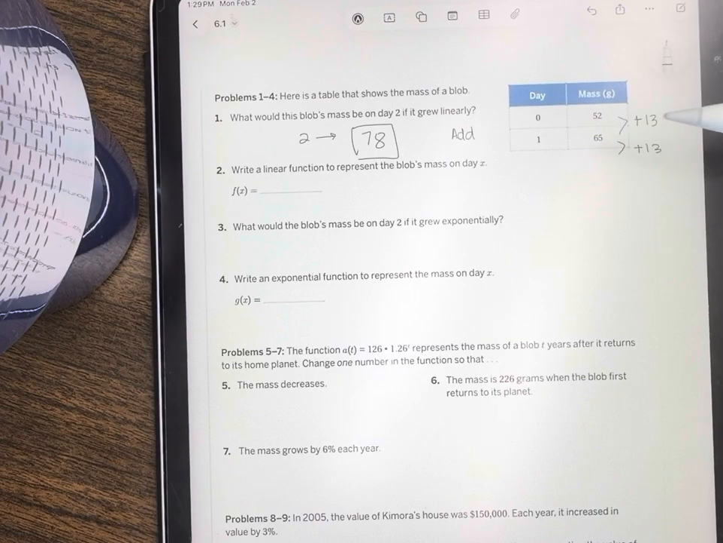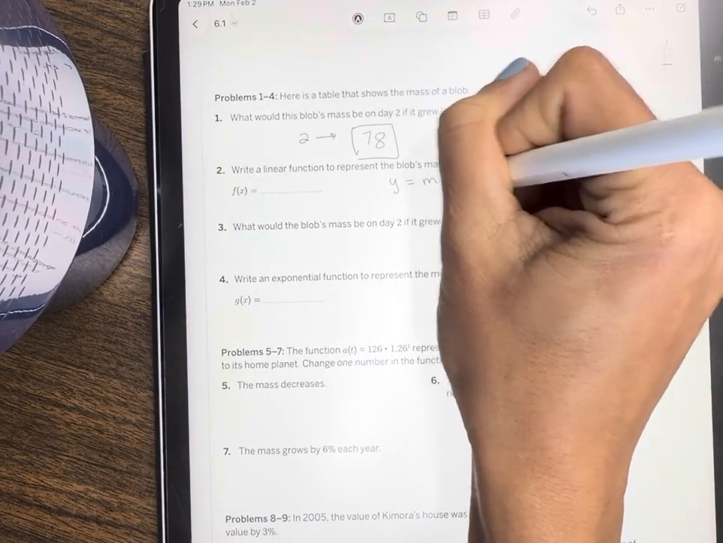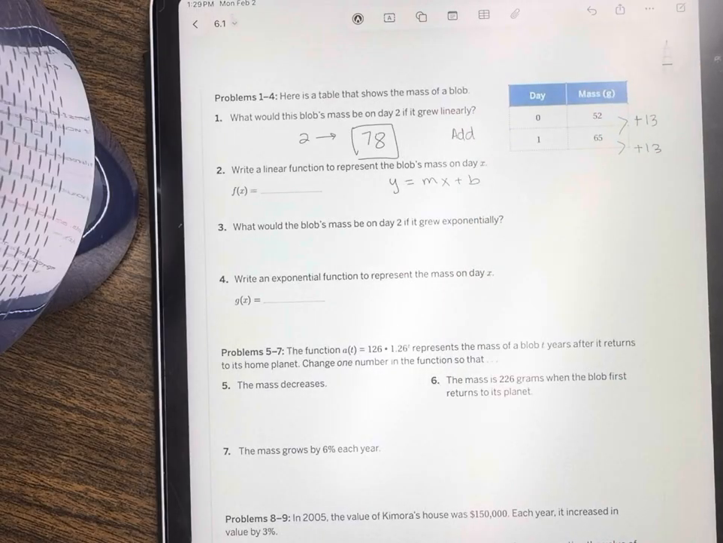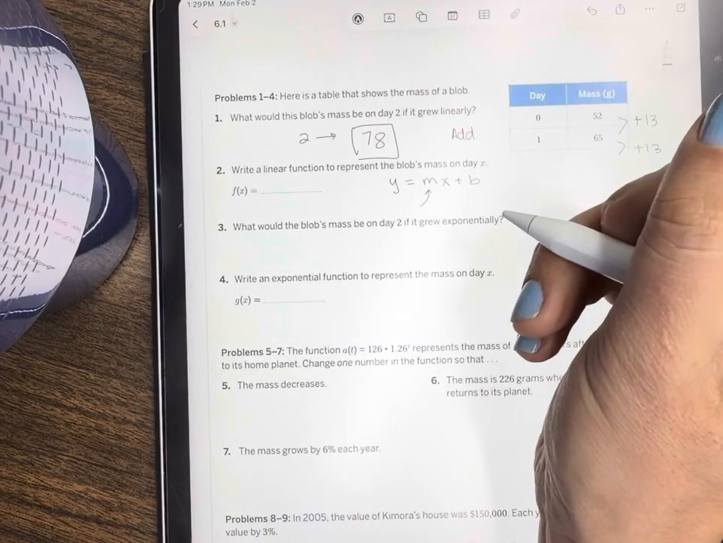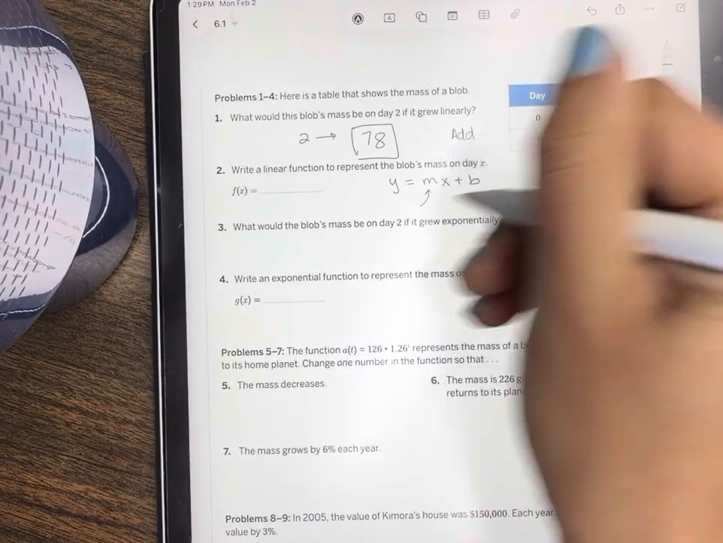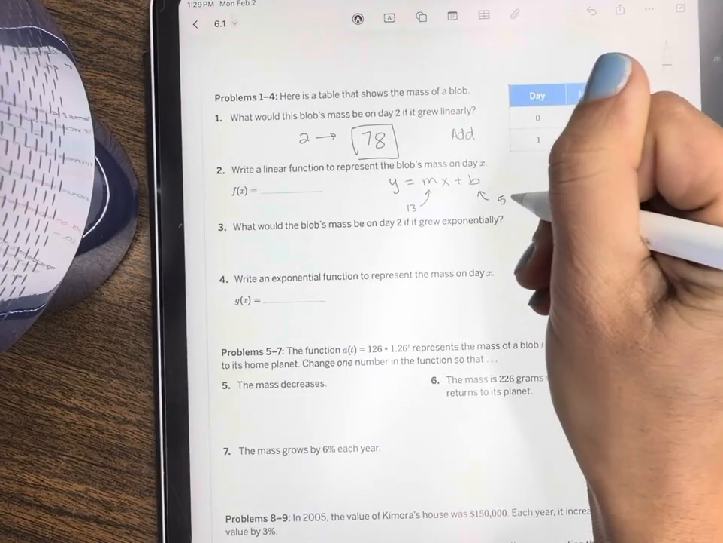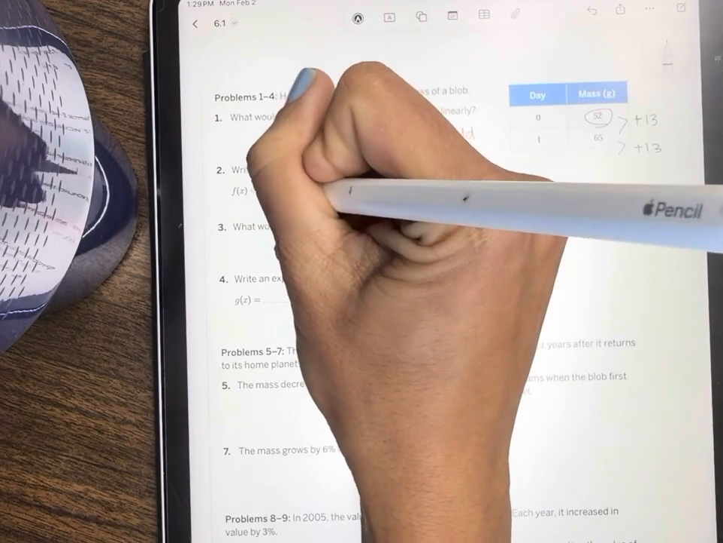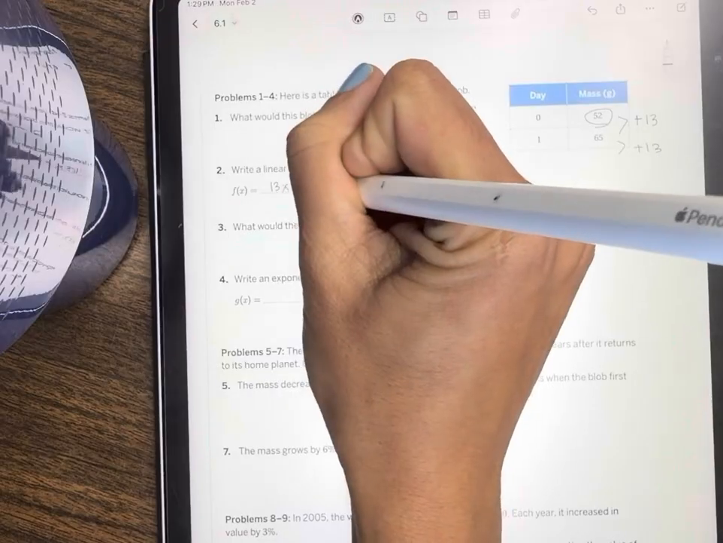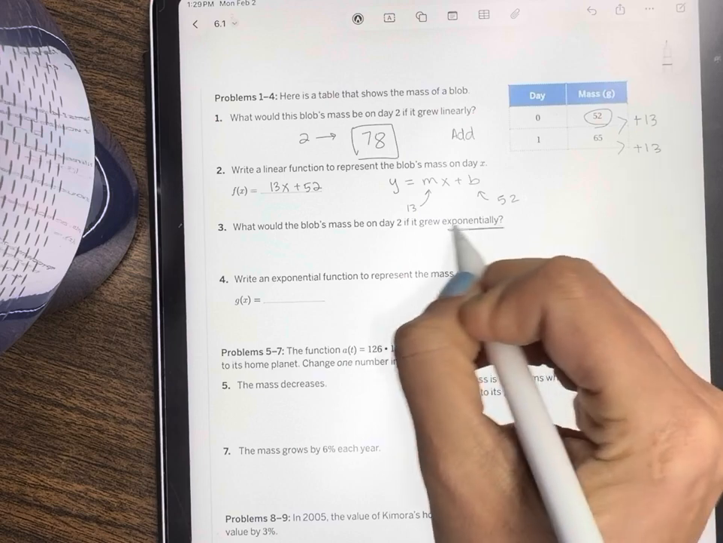Okay, now it wants me to write a linear function to represent the blob's mass. You guys can do this the way I did in class, where I followed the table until we saw a pattern. Or you may recall linear functions. Follow the equation y equals mx plus b, okay, where m is the rate, it's how much we change by each day, in this case 13, and b is our starting value, in this case 52. So f of x, our fancy version of y, equals 13x plus 52. Cool.